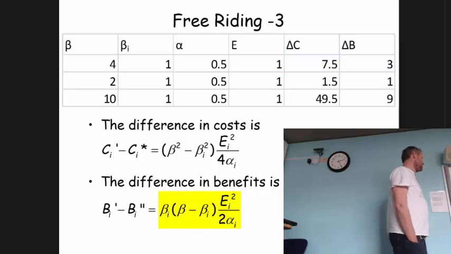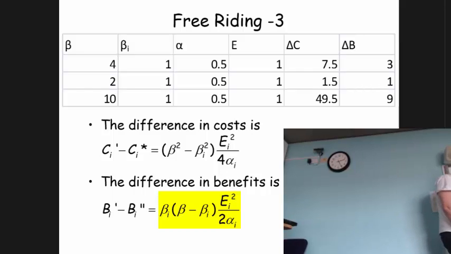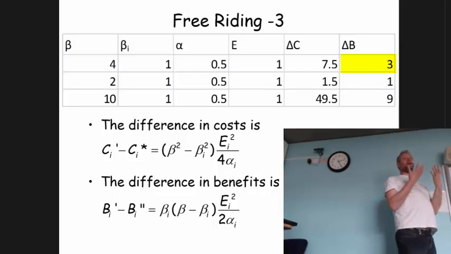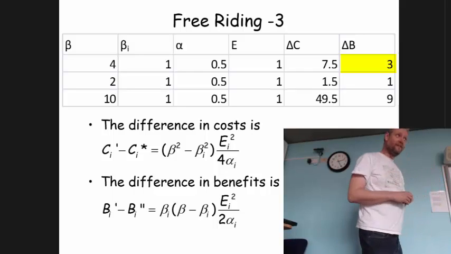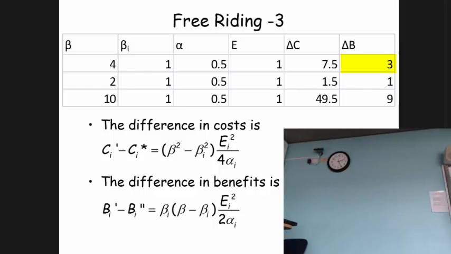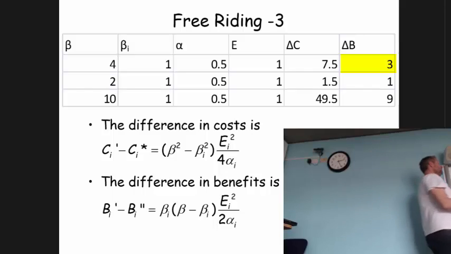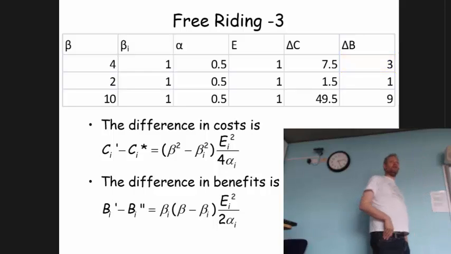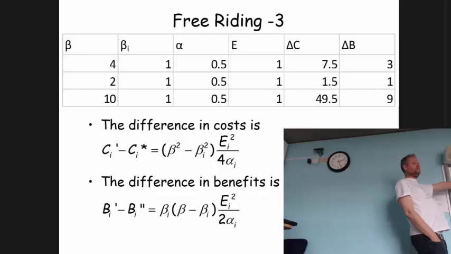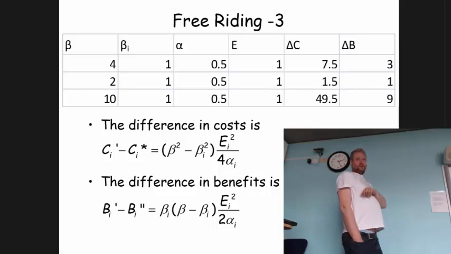The difference in benefits is 1, that's easy, times 4 minus 1, that's 3. Remember, we don't have to divide by 2. So the cost savings are 7.5, whatever unit we work in, whereas the additional damages that are incurred through free riding are 3. So you improve your welfare by 7.5 and you reduce your welfare by 3, so you're 4.5 better off. So if you make up 1/4 of the world's damage, then you want to free ride.